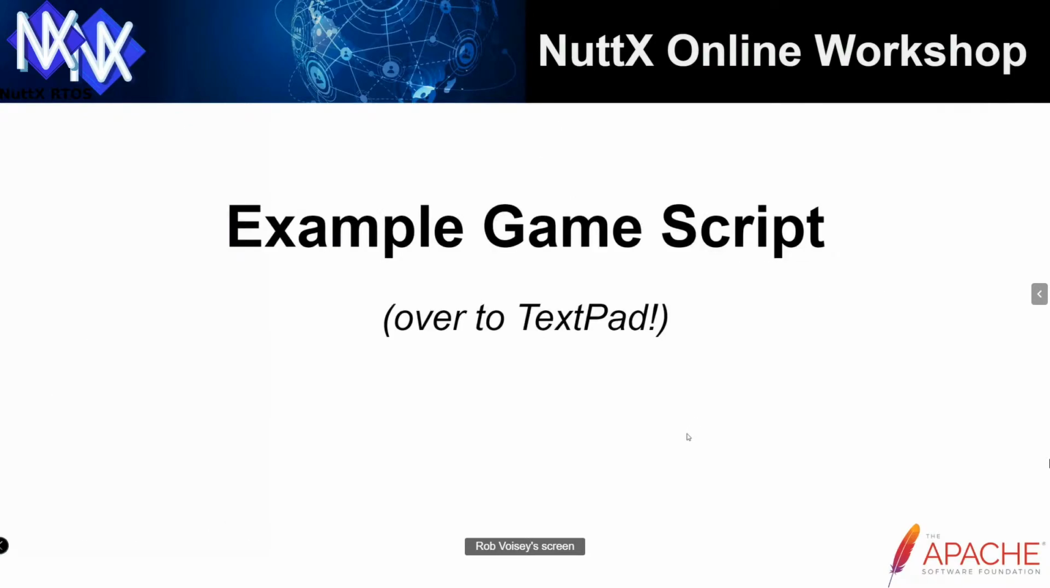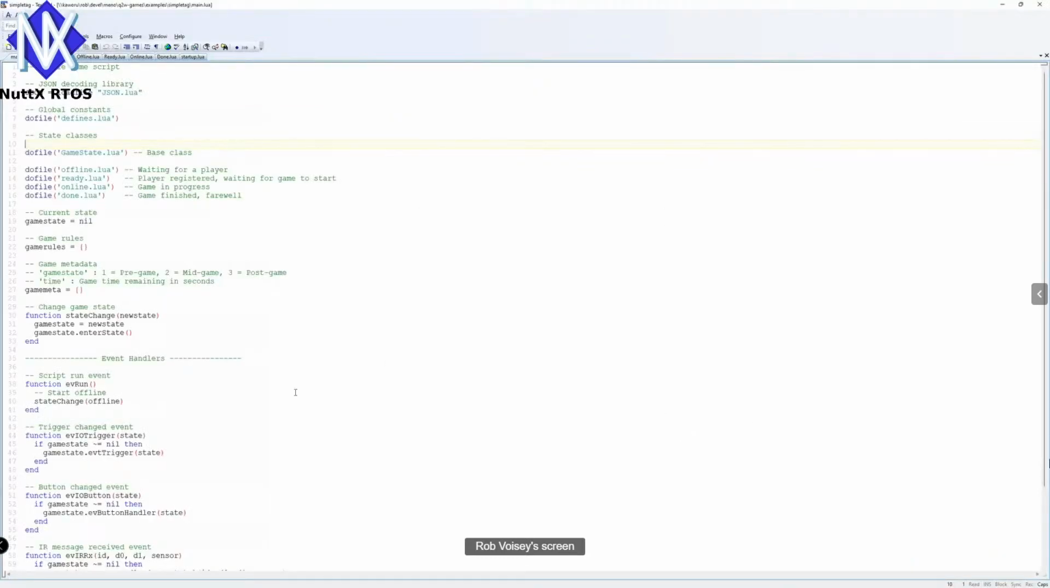So we'll take a look at an example game script in an editor. Don't judge me on my white background editor. So this is a simple super game. We won't read through every line of this thing. I'll just skip through it. It's an example. It's not a game you'd really play with customers. It's more for game developers to look at.